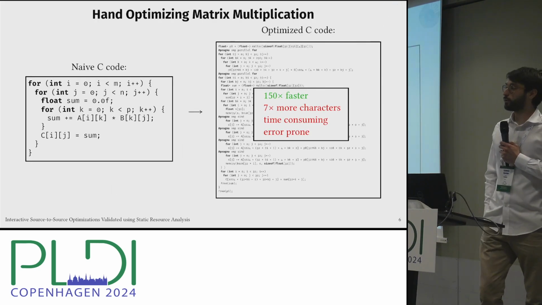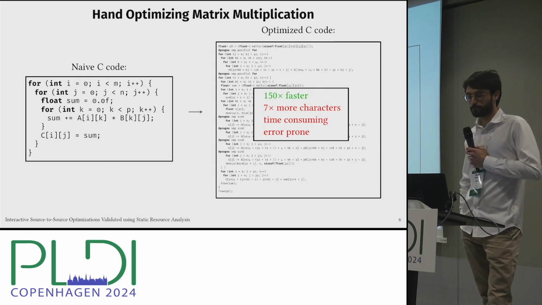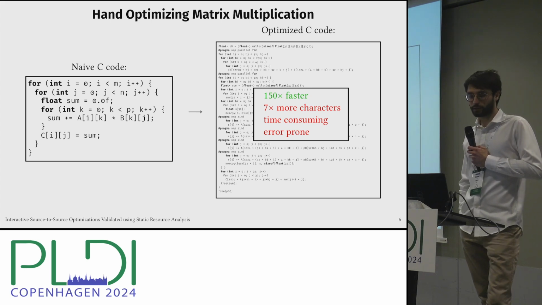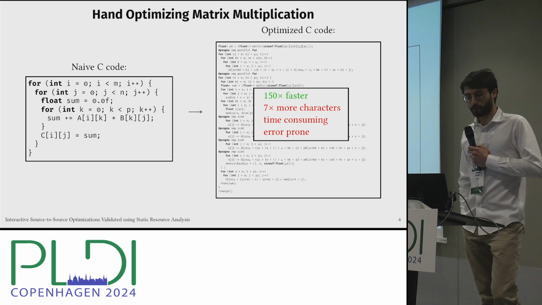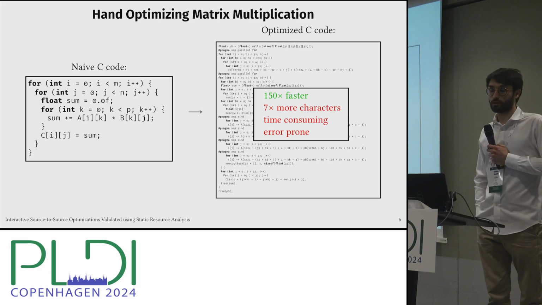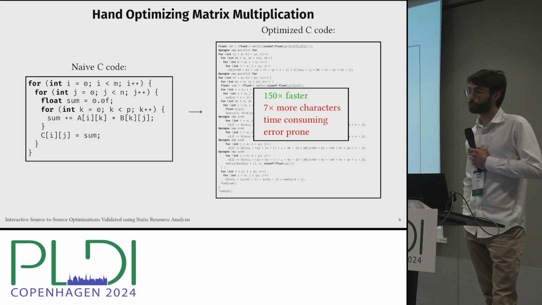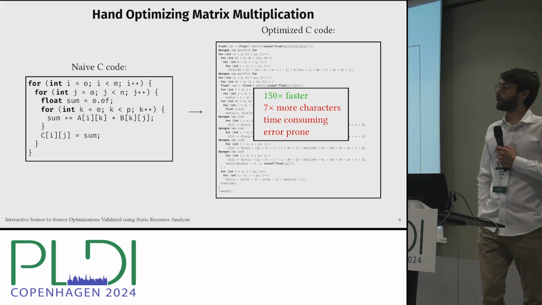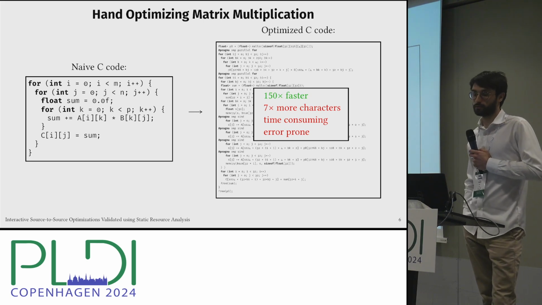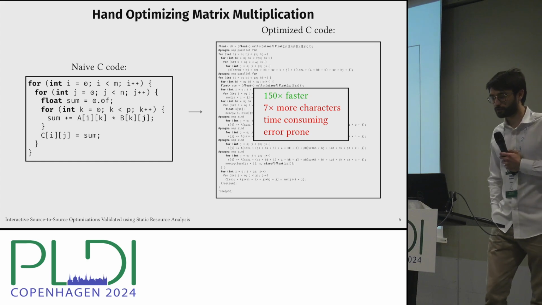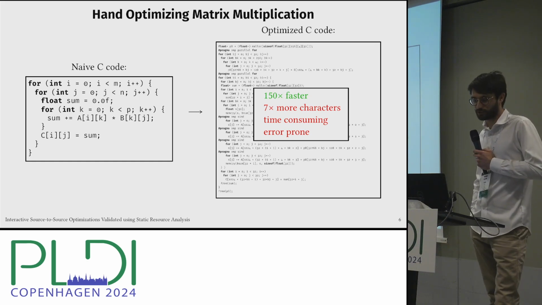So focusing now on the matrix multiplication case study, if we think first about how you would optimize it by hand, this is what it would look like. So you start from naive C code, as you can see on the left, which is simply using 3 nested loops and a sum accumulator. And after trying out a lot of different ways to rewrite this code, you end up with the code that is shown on the right, and I don't expect you to read all the details.